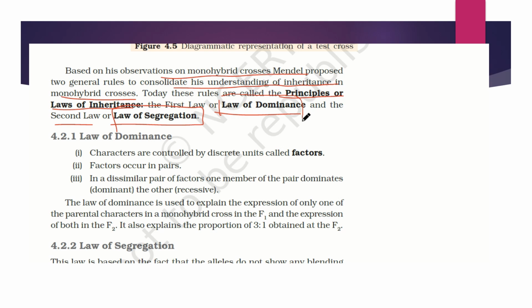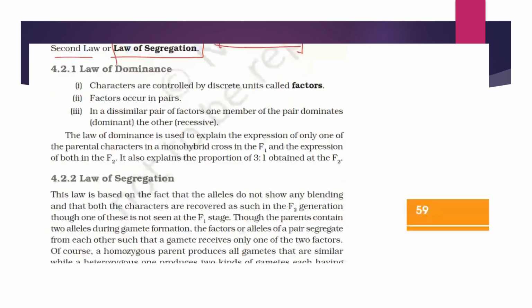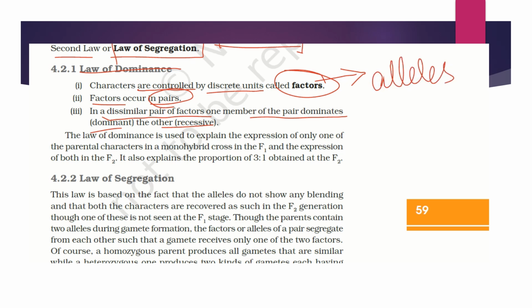So what are these laws? We will understand now. Now the first law, what is it telling? It is telling that characters are controlled by discrete units called factors. So discrete units are there. They are controlled by these units called factors, and factors occur always in pairs. Okay, factors are occurring in pairs. In a dissimilar pair of factors, one member of the pair is dominant and the other is recessive. So what are factors here? These factors are only alleles. These alleles are always paired.